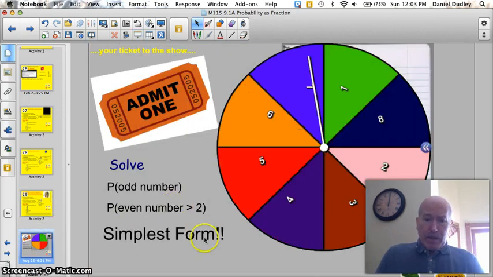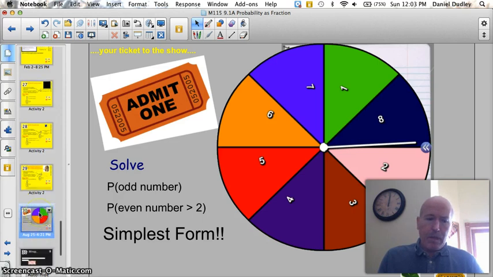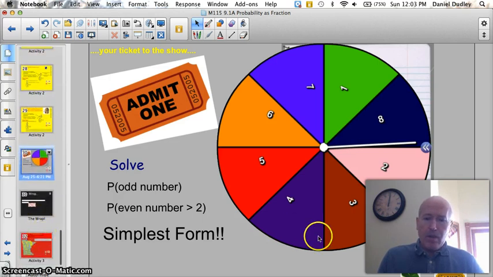Take a look at this spinner here and solve these 2 questions. What is the probability of an odd number? And then what is the probability of an even number greater than 2? Don't forget, express these in simplest form, and I'll stop just for a minute. Take a look at the spinner. Okay. Our ticket to the show.